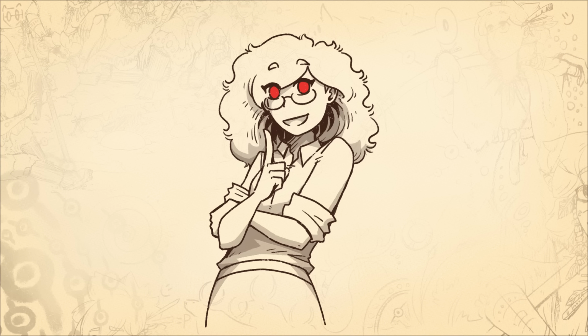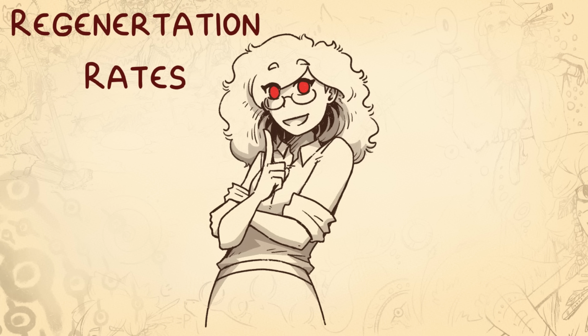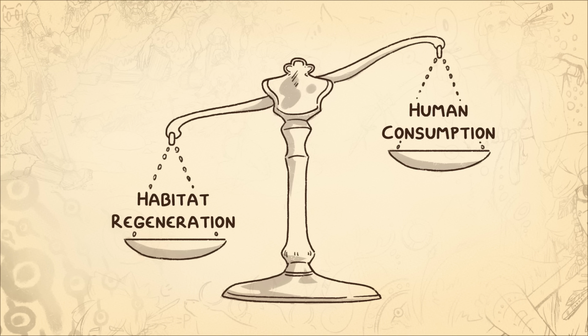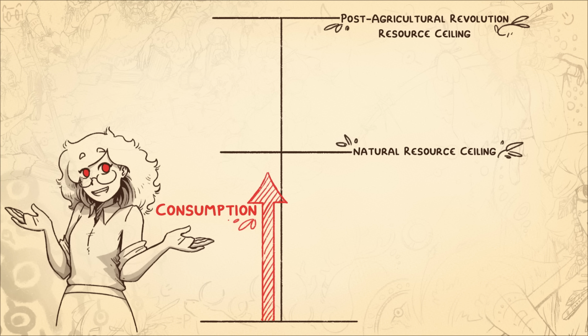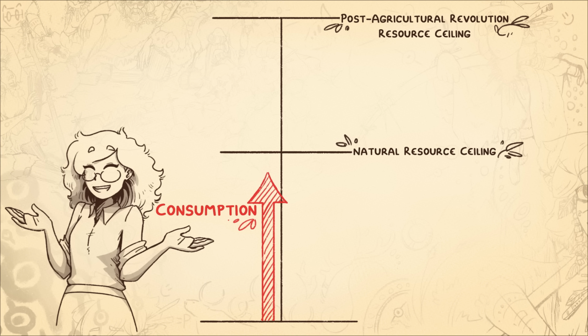But the most important factor of all of these is the regeneration rate of resources. In patch models, regeneration is considered irrelevant, but in habitats, there is a natural balance between regeneration and consumption. But there is also a maximum resource ceiling that the habitat can contain, which will stay right where it is until the invention of agriculture will later raise those limits.